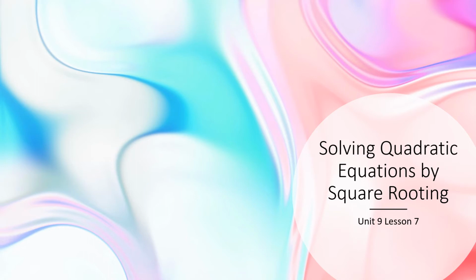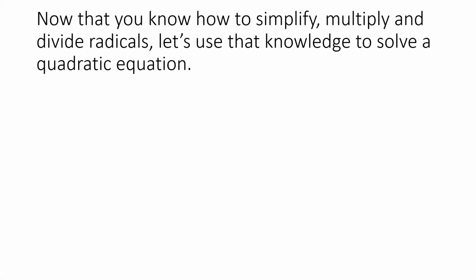Today we're going to solve quadratic equations by square rooting. So now that you know how to simplify, multiply, and divide radicals, let's use that knowledge to solve a quadratic equation. So let's take a simple quadratic equation, x squared equals 25. Well, if I square root both sides, I know the square root of x squared is just x, and I know the square root of 25 is 5. But is that the only solution that will make x squared equals 25 a true statement?